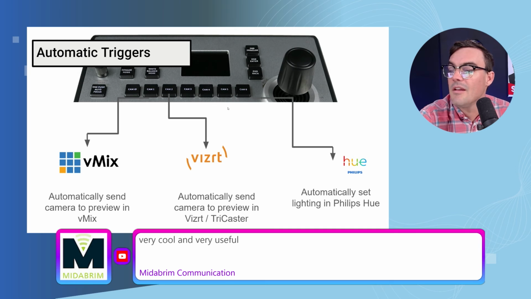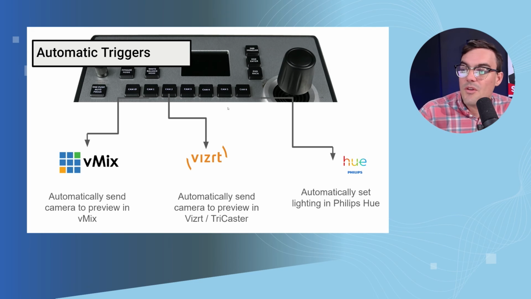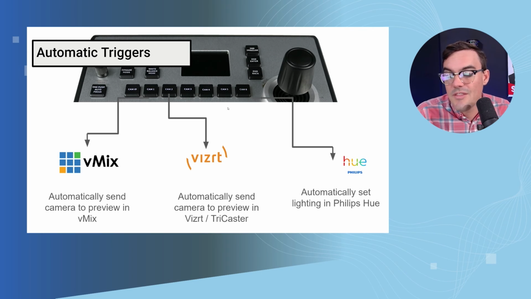All right. Now, a couple ideas with automatic triggers here. So basically, this is anytime you click a camera switch button. So camera 1, camera 2, camera 3, camera 4, etc. Automatically switching, putting the camera in preview in vmix, automatically sending the camera in VizRT's TriCaster, or maybe even automatically setting the lighting into Philips Hue. Anything with an open API for HTTP. Possibilities are endless.